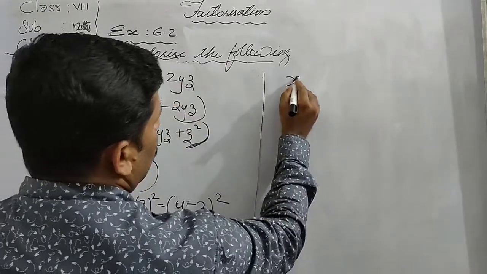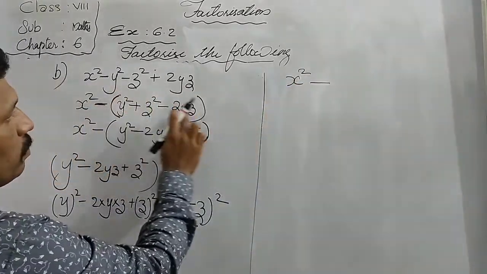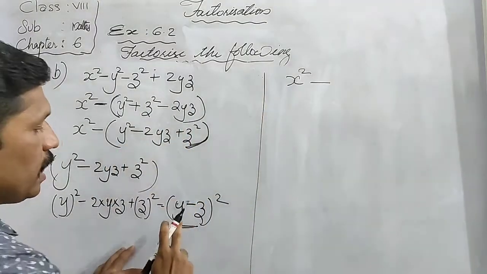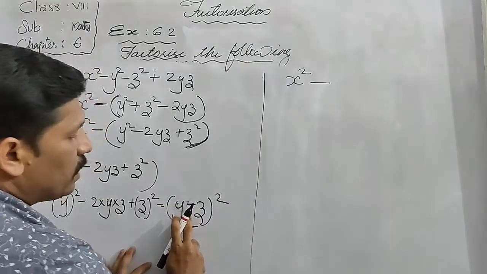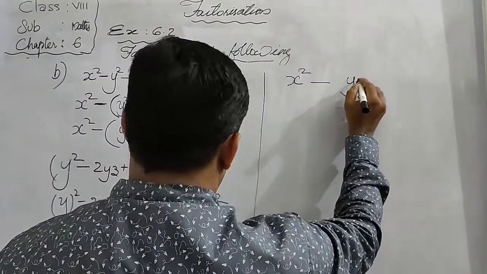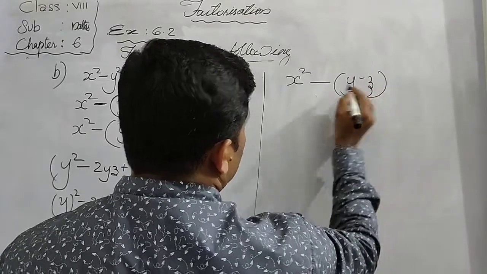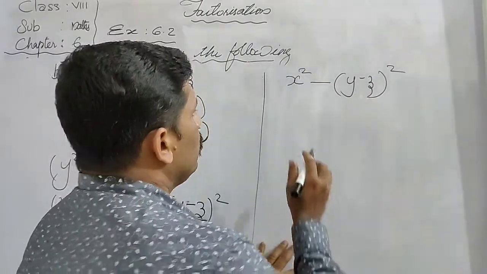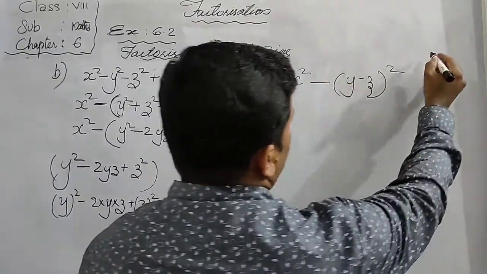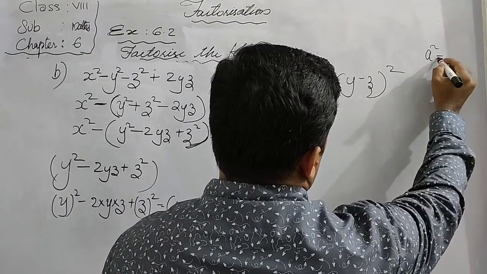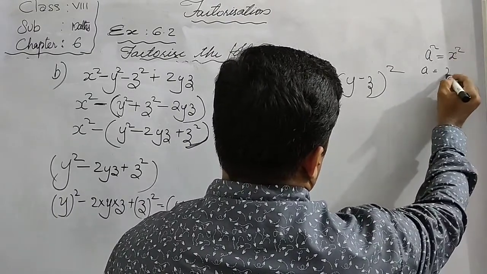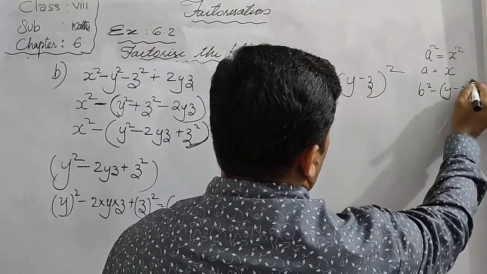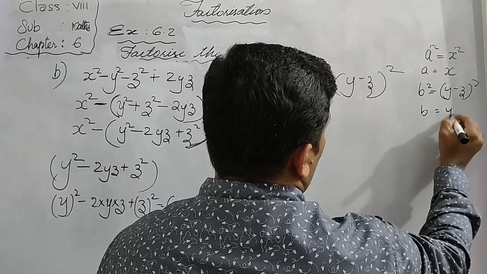Now I am going to rewrite this question once again. First x square minus, and in the place of the trinomial we have factorized, I am going to write this factorization. After factorization, whatever result I got, I am going to write here. Now students, you can see that it is in the form of a square minus b square. So here a square means x square. Therefore a is equal to x. And b square means y minus z square. Therefore b is equal to y minus z.